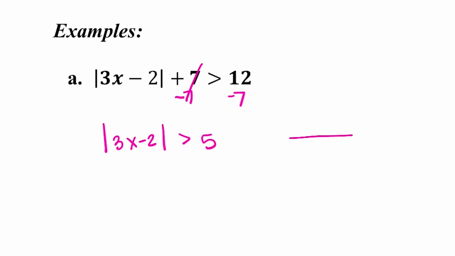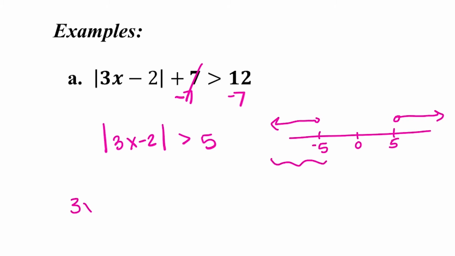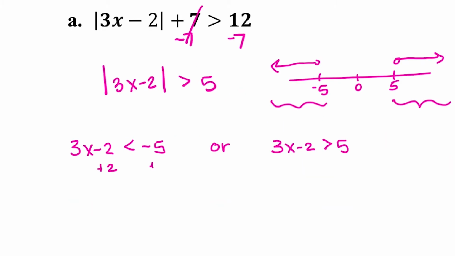then think of the number line. I'll draw one right here for a minute. So here's 5, here's negative 5. If my distance from 0 is greater than 5, then it's either greater than 5 in the positive direction, or it's greater than 5 in the negative direction. So that means you'll see it's less than negative 5, so we're going to say 3x minus 2 is either less than negative 5, or it's greater than 5. So 3x minus 2 is greater than 5. So we have these two separate inequalities to solve now. Here, we'll add 2 to both sides.